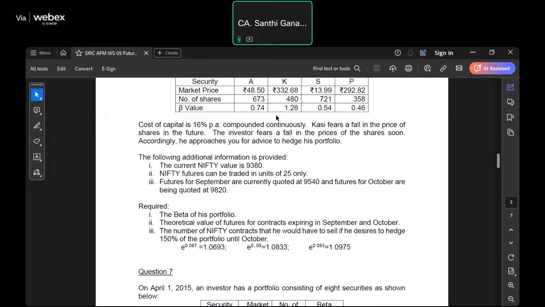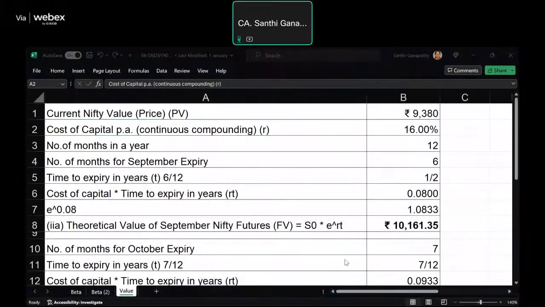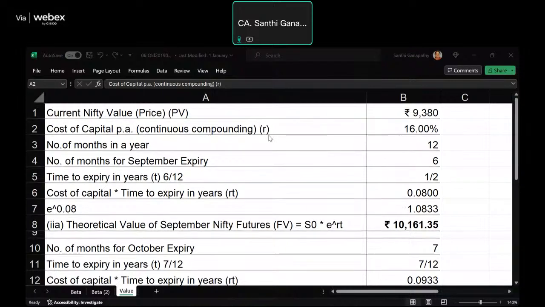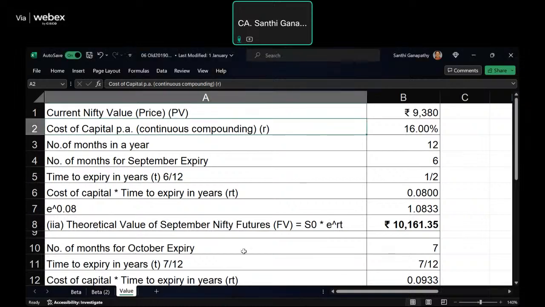So how to go about doing the problem? What do we know now? What is the current Nifty value? What is the rate? How many months? Time to expiry. Cost of capital into time to expiry, rt. e to the power 0.08. e to the power 0.08 is straight away given in the problem, so you accept it. Find the theoretical value. This is the theoretical value.